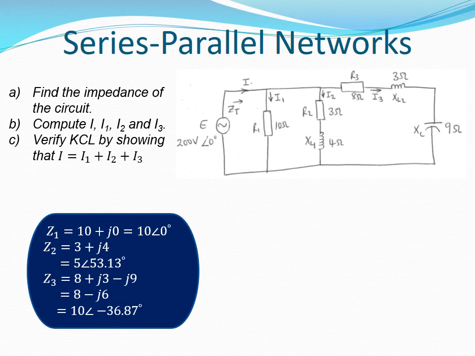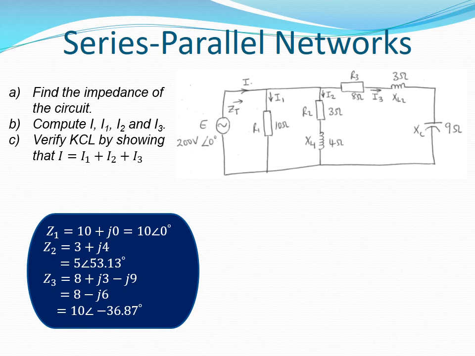We identify three branches in the network. The first branch comprises the resistance R1. Its impedance, denoted as Z1, is equal to 10 ohms at 0 degrees. The second branch consists of the resistance R2 and the inductance XL1. Its impedance, denoted as Z2, is equal to 3 plus j4, which is equal to 5 ohms at 53.13 degrees.